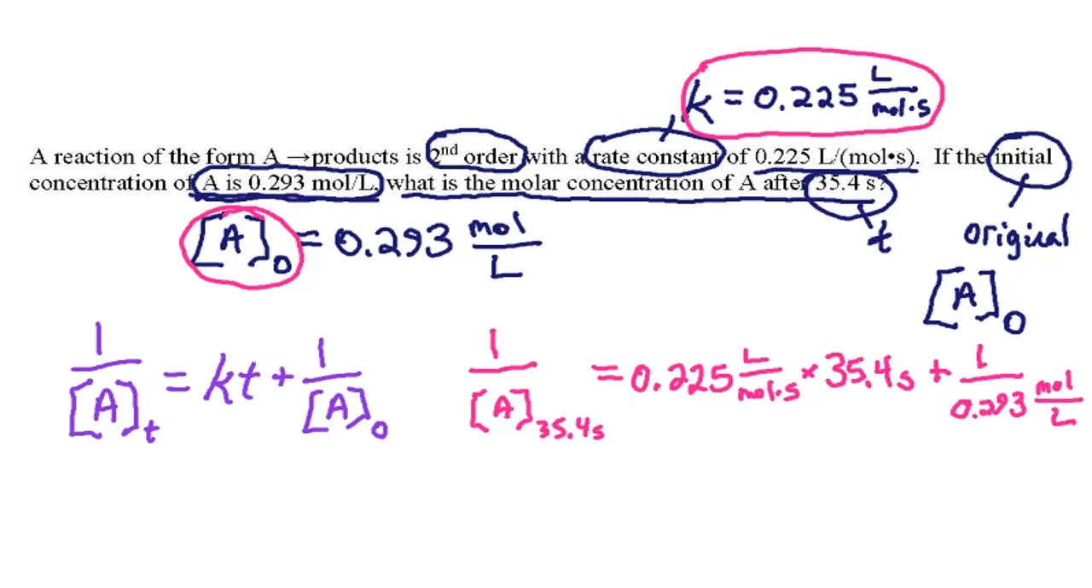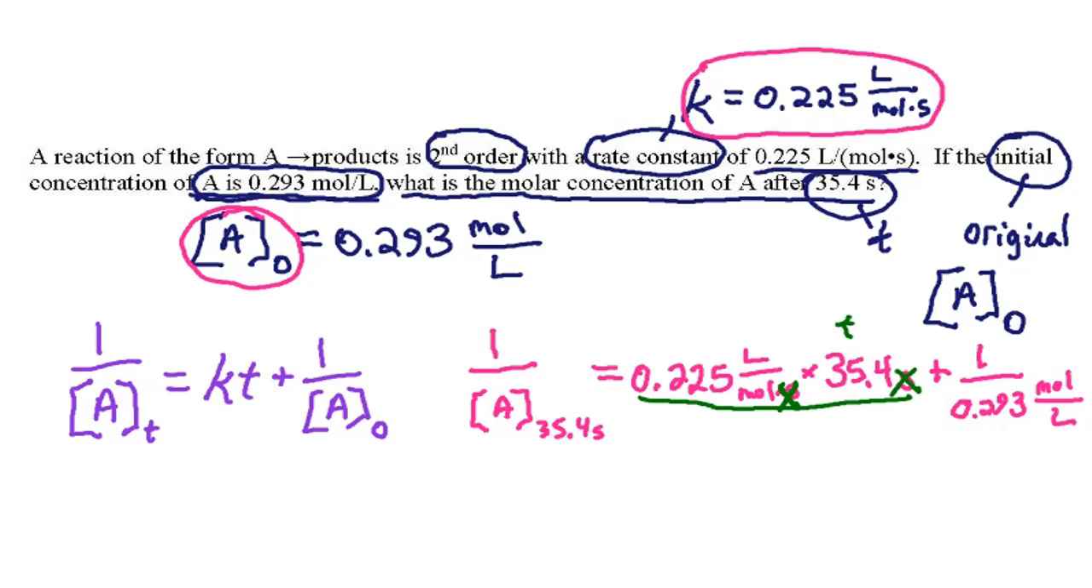So let's figure this out. First, we're going to multiply these two together, and this is time, says 35.4 seconds. So we can cross this seconds out because it cancels out with this seconds on the bottom of this fraction bar right there.